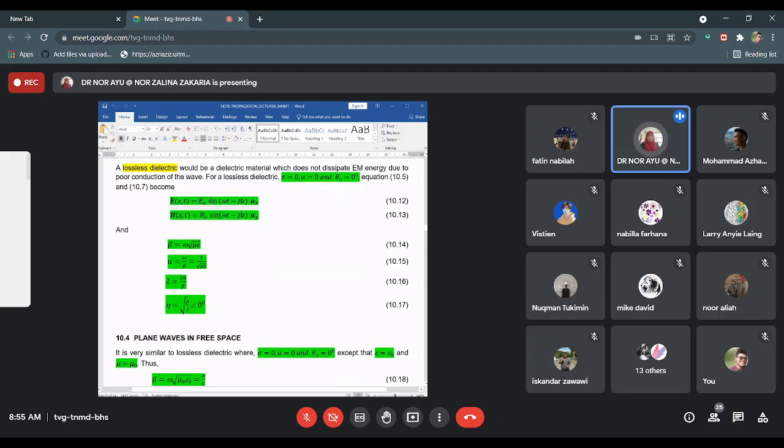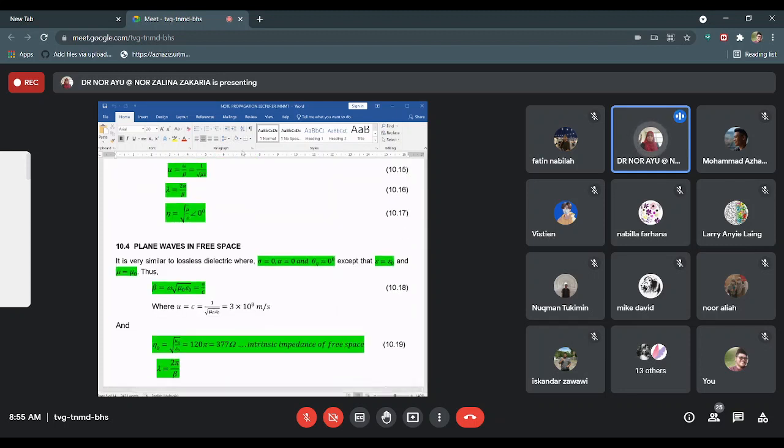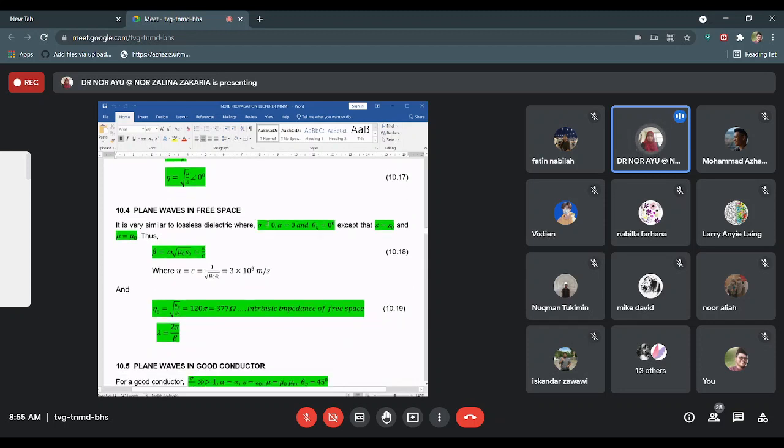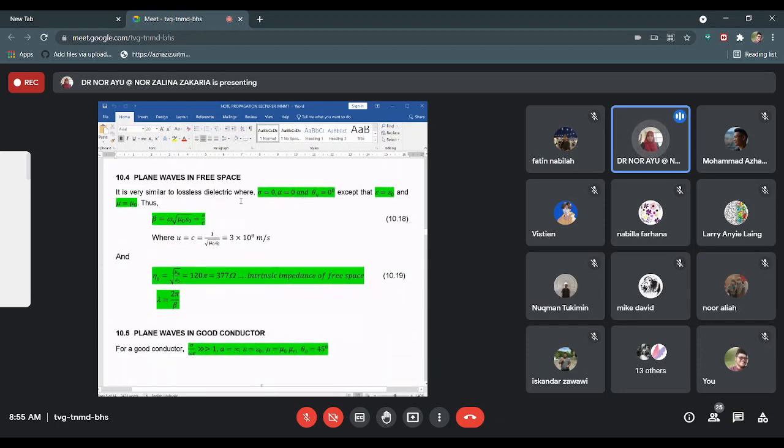Okay, E z t = E naught sine and then H z t = H naught sine, and so on. In free space, we use the two equations as well. Other than that, we have this beta with this equation, and then the intrinsic impedance is 377 ohm, and then lambda is 2 pi over beta. Alright, so that will be in free space.